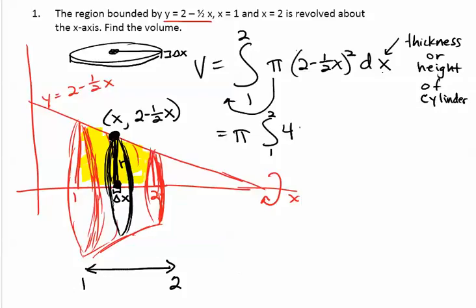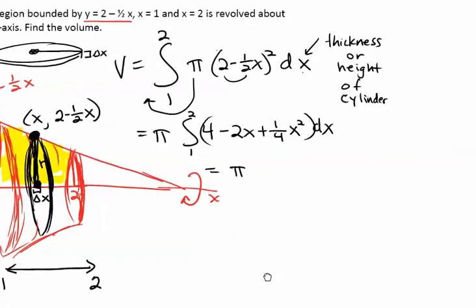So let's square that binomial. The product here would be negative 1x, so we'll double it. And negative 1/2 x squared will be a 1/4 x squared dx. And then we can do our antiderivative. Let me give myself a little more room here. So that would be a 4x, raise that exponent to 2 and divide by it, raise that exponent to 3 and then divide by it or multiply by 1/3. And then we evaluate from 1 to 2.